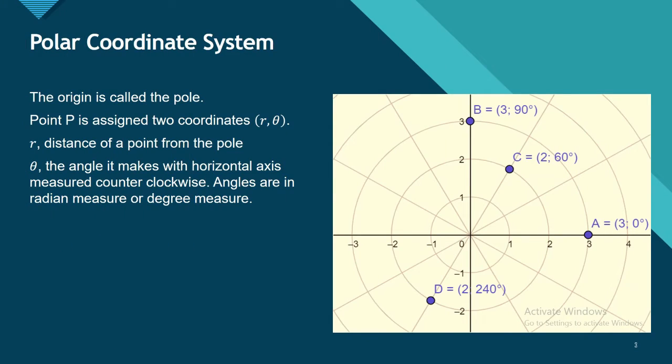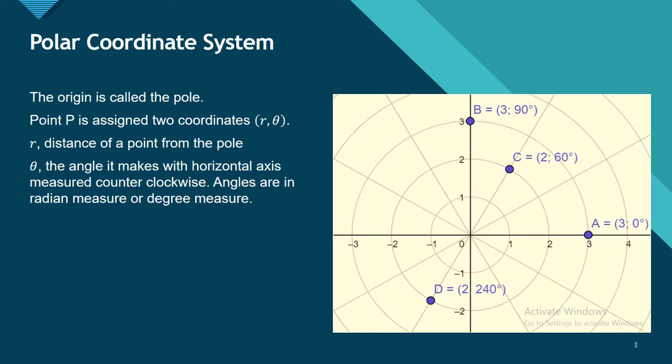Okay, so these are the components of the polar coordinate system. We have the fixed point, we have the origin, and we call the origin the pole. A point P is going to be assigned two coordinates, r and theta. r is its distance from the pole, and theta is the angle the point makes with the horizontal axis. And the angle is measured clockwise. The angle can be in terms of degree measure or radian measure.